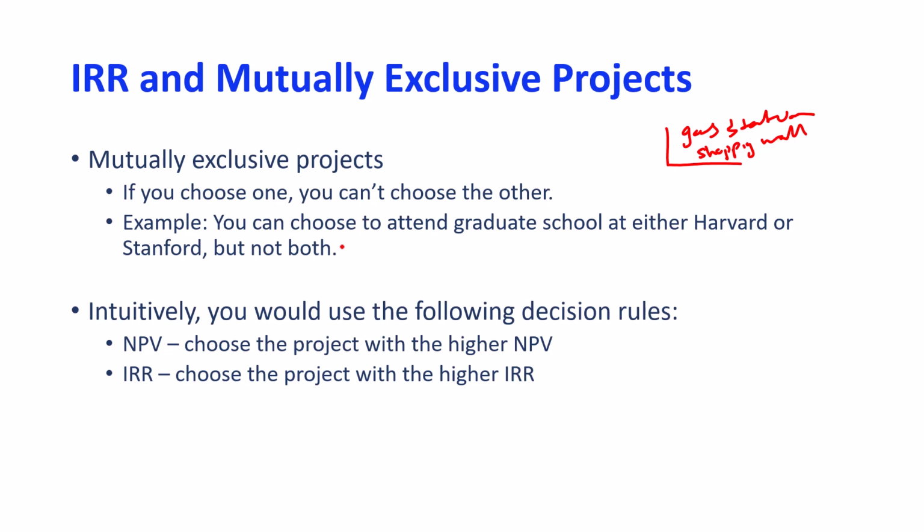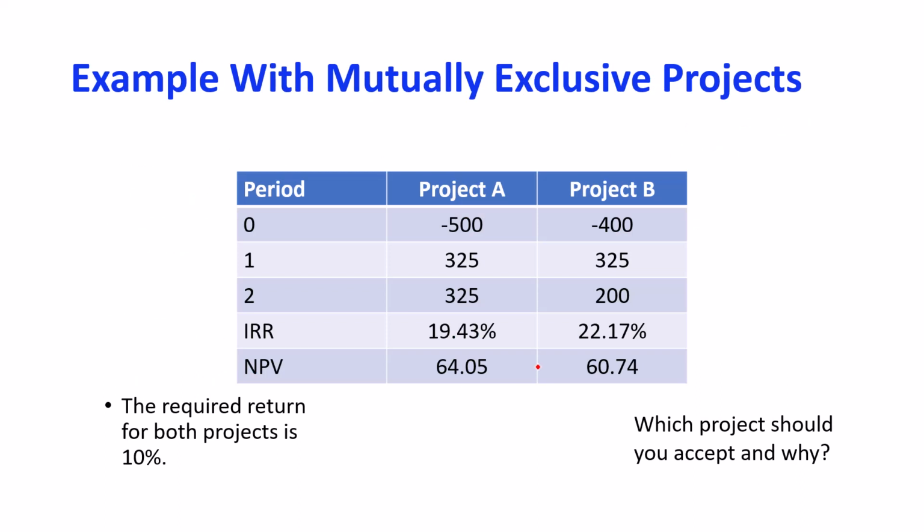In a mutually exclusive project, you might get one answer from the NPV and another decision from the IRR. Normally, we choose the project with the higher NPV or with a higher IRR. But let's look at an example. Here we have two projects with different size of investment, 500 and 400. The first year cash flows are the same. The second year cash flow for project A is higher than the project B. And our discount rate is 10%.